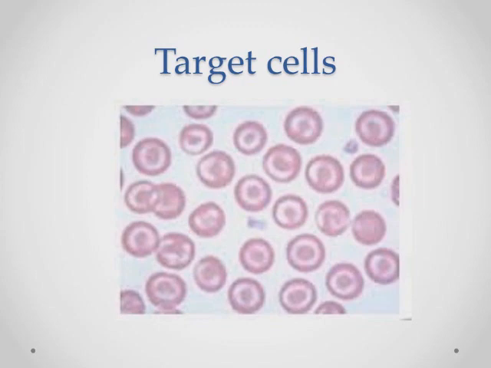Where can I see the target cell, or what are the conditions in which we can see target cells? In the peripheral blood, we can see them in thalassemia and hemoglobin disorders. We can also see them in liver disorders like chronic liver disease and in iron deficiency anemia.